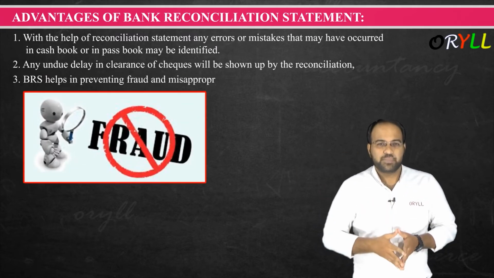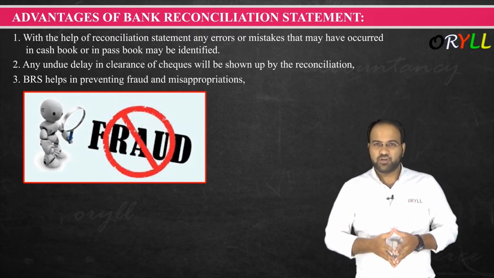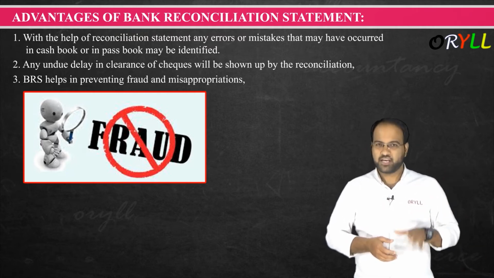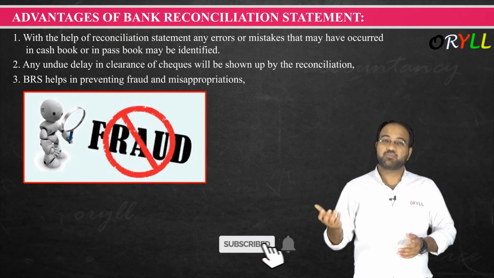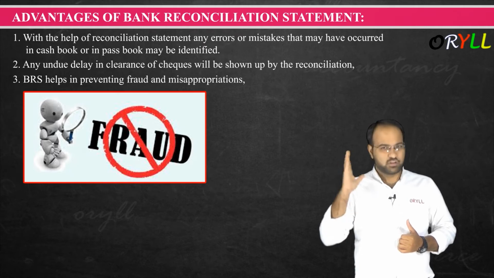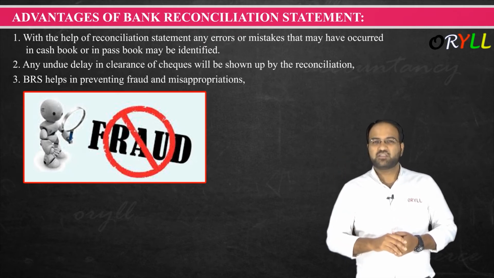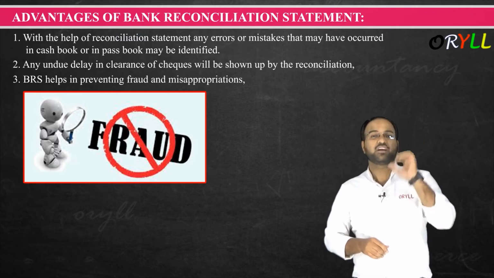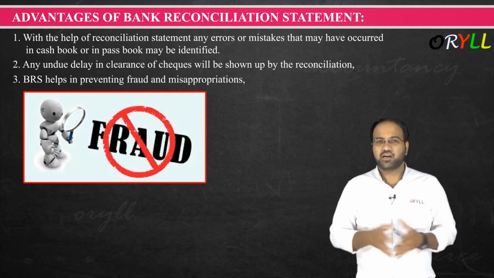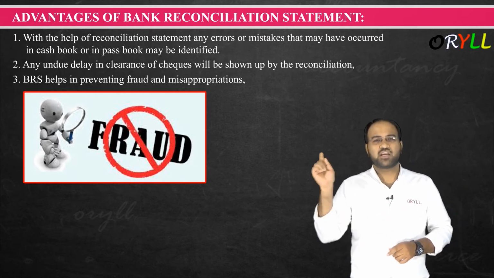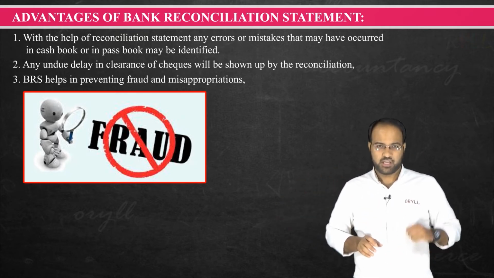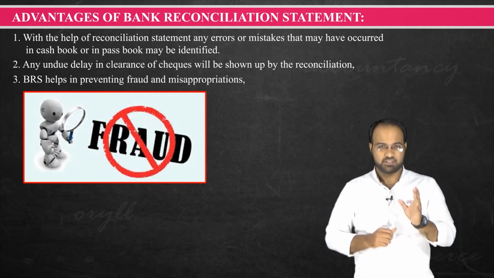Got it? Third one, BRS helps in preventing fraud and misappropriation. Whatever bank balance you have should be the same in the bank column of the cash book. So if there is any difference, that may also be due to fraud. Like you receive a cheque of 20,000 rupees, but your accountant may record it as 30,000 rupees, an extra 10,000. So you think you received 30,000 rupees in total. But when you get the passbook, they will record only 20,000 rupees, because the bank received a cheque of 20,000 only. Your accountant committed the fraud and showed you 10,000 rupees more.